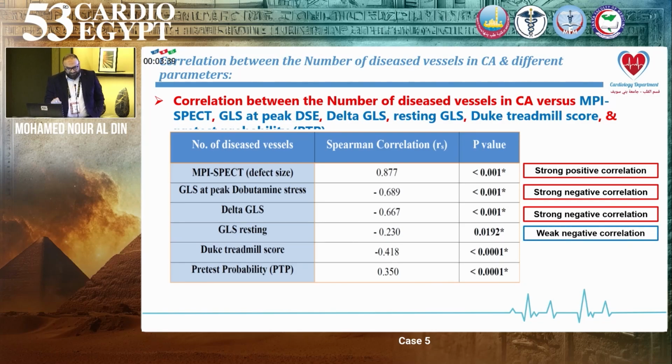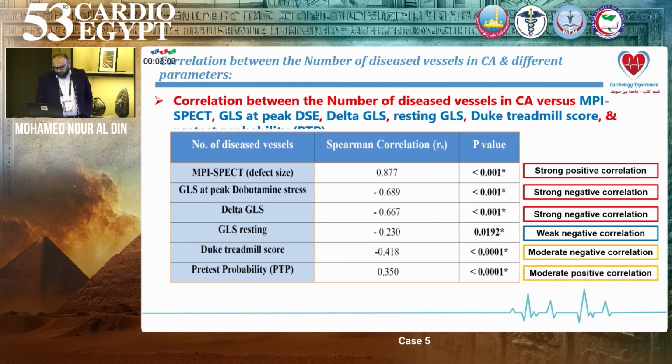Even global longitudinal strain at rest showed a weak negative correlation, but the correlation here was weak because all our patients had normal resting echocardiography studies. However, if these patients have previous MI, the resting GLS may be more correlated. Also, we have correlation with Duke treadmill score as a moderate negative correlation, and pretest probability, a moderate positive correlation.